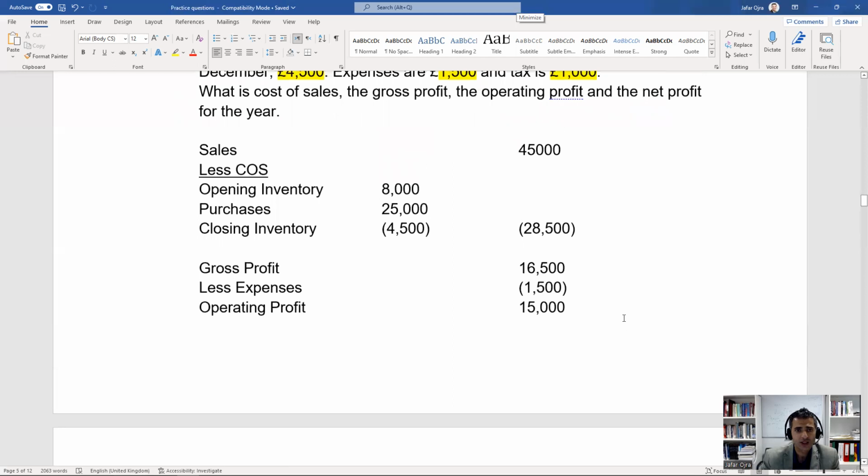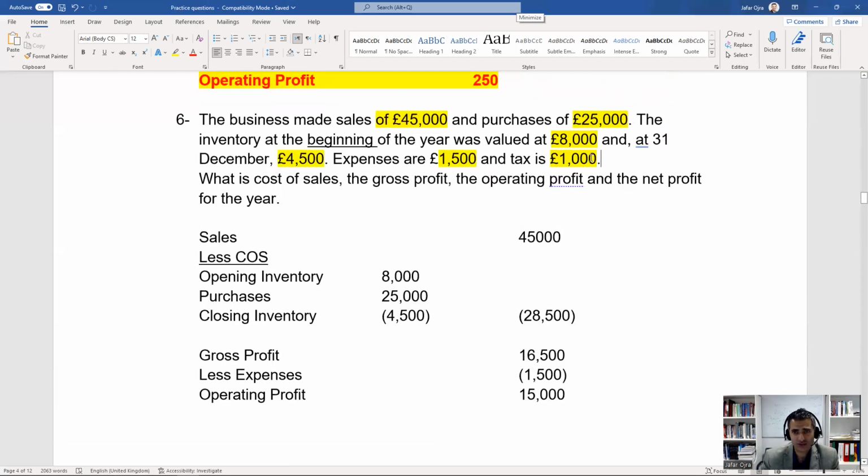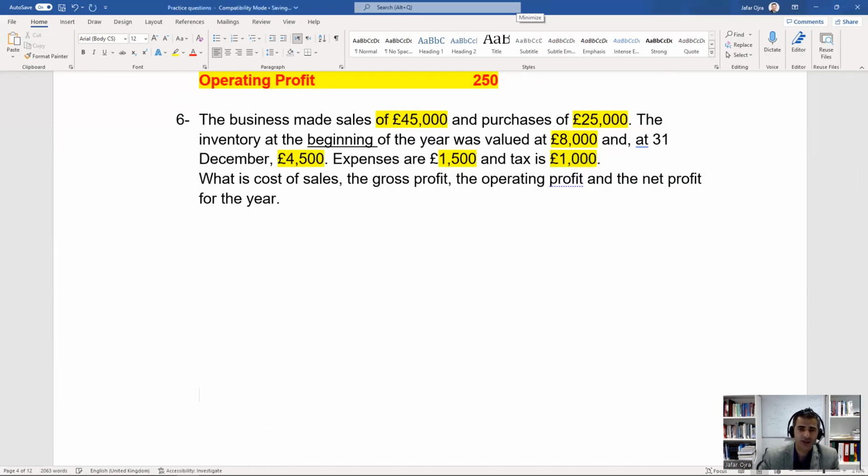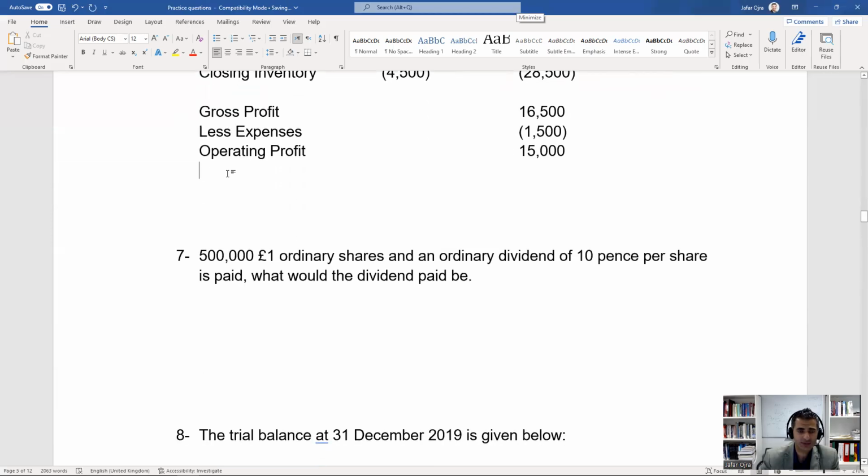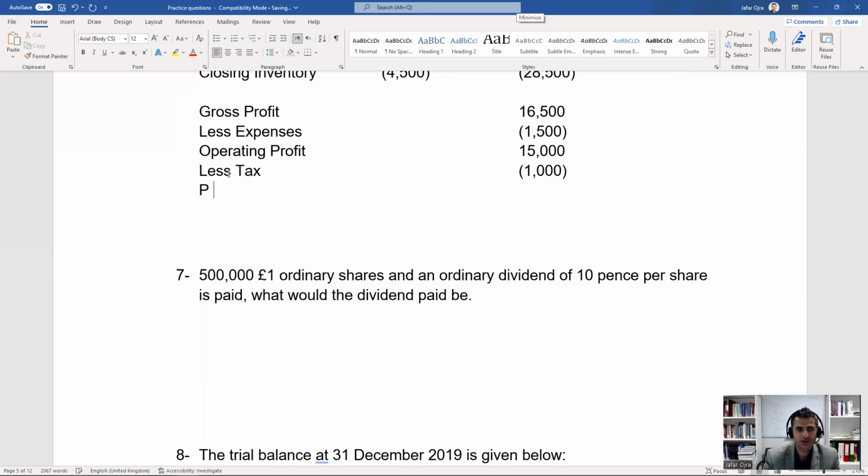And the last one here, what you need to do, what is it? You need to take away the tax. What's left really? Tax. You need to take it away in order to achieve the net profit. So that minus tax. Okay, here we go. So that makes a net profit of £14,000.